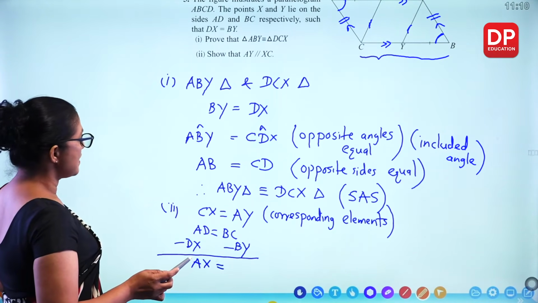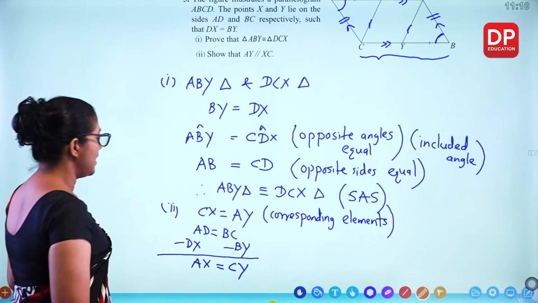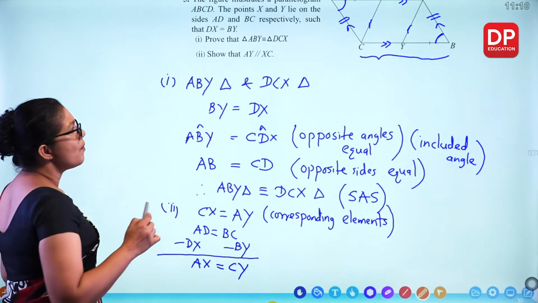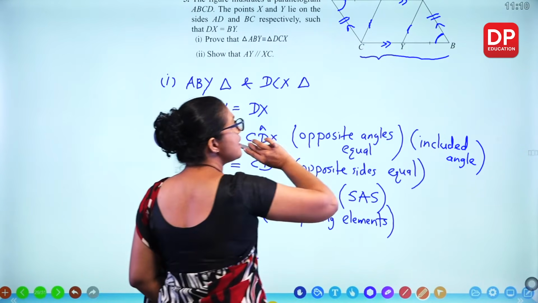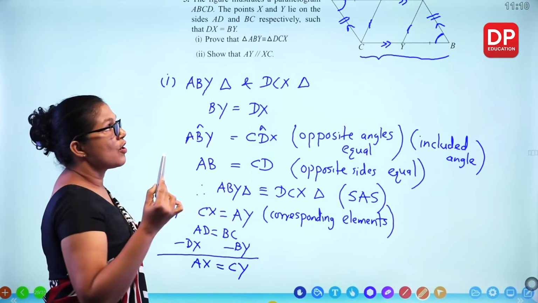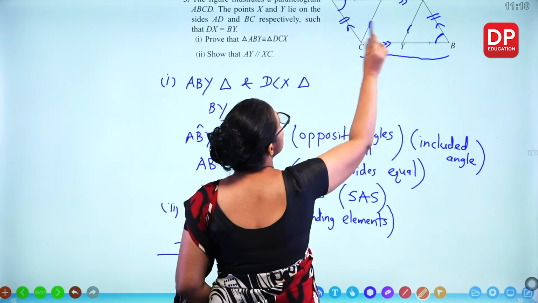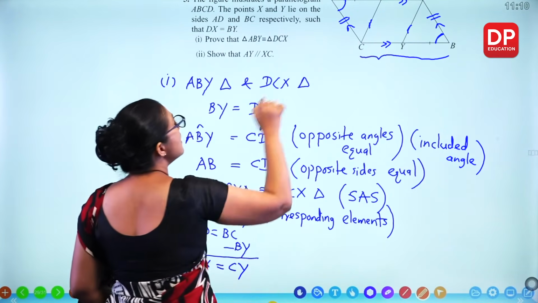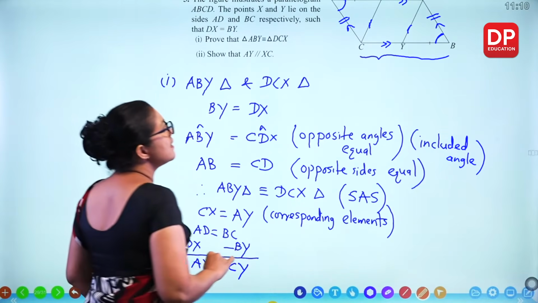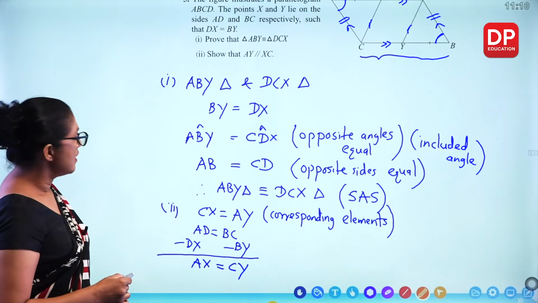BC minus BY, I am getting CY. Now I know these two lines are parallel because it's a parallelogram, and these two sides are equal as well as parallel. What can I say about this diagram?